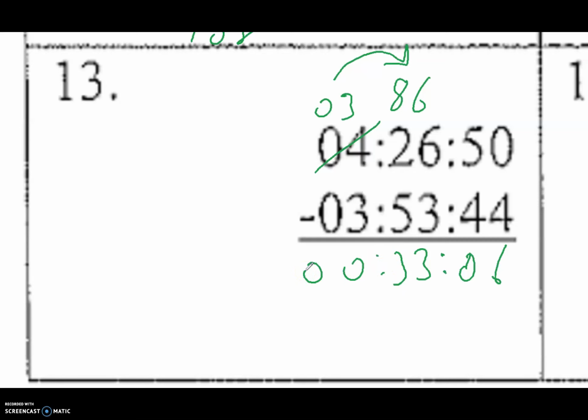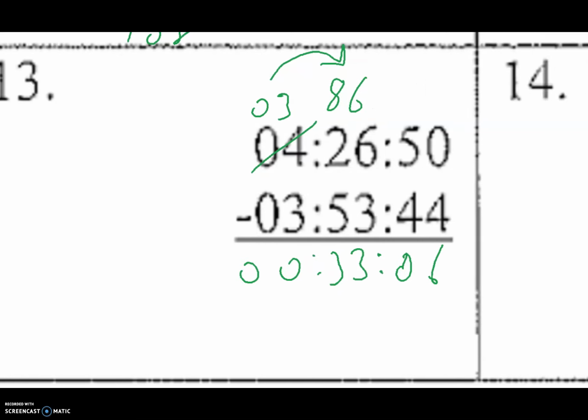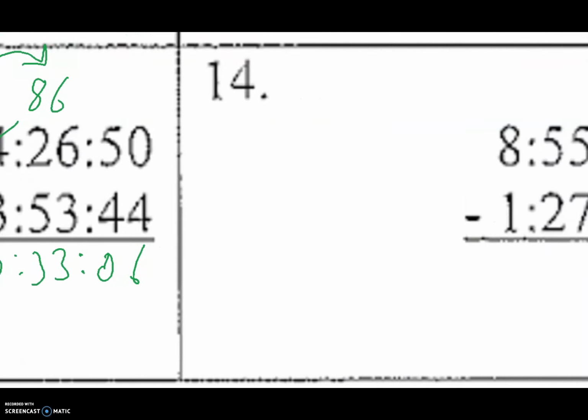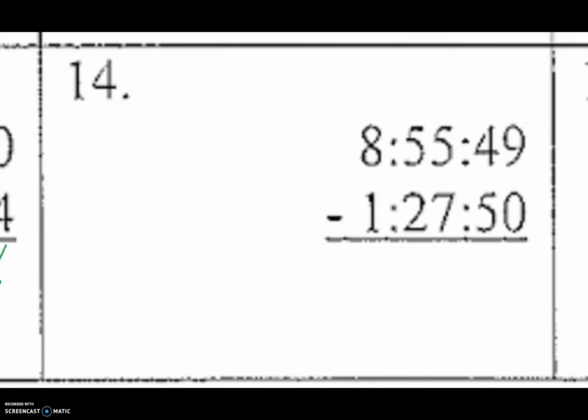So 0 hours, 33 minutes, and 6 seconds. All right. Let's see what 14 has in order. And sure enough, I start out with 49. I can't take 50 away from 49 without getting a negative number, so it looks like I'm borrowing from 55. Make that a 54. Don't forget to do that right away.